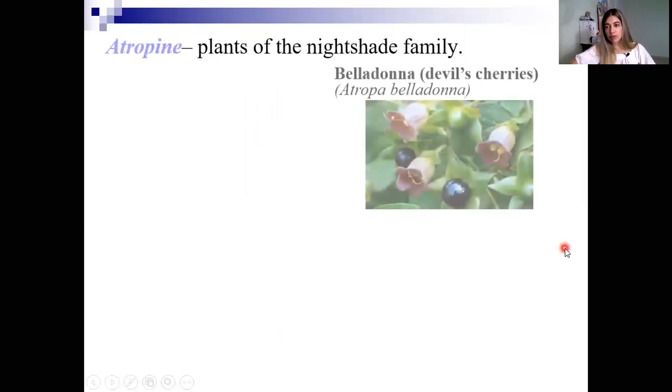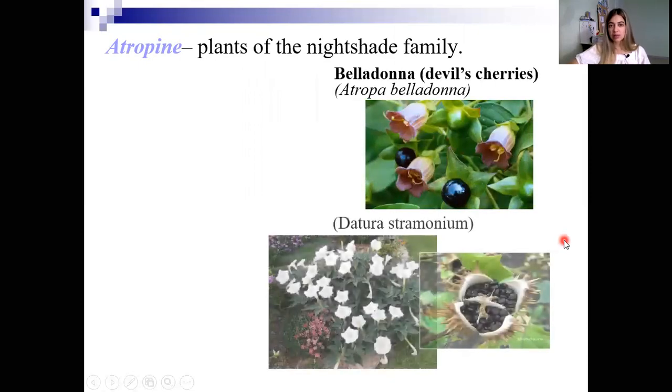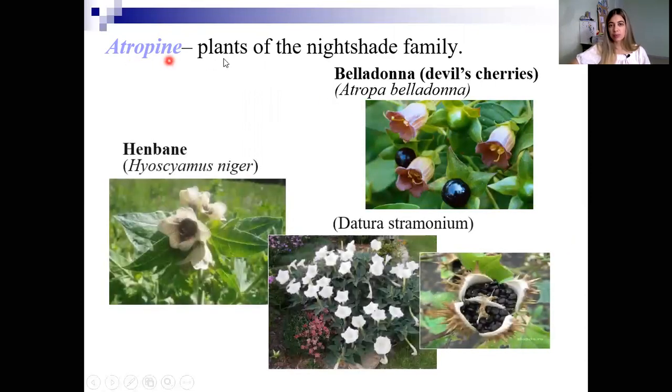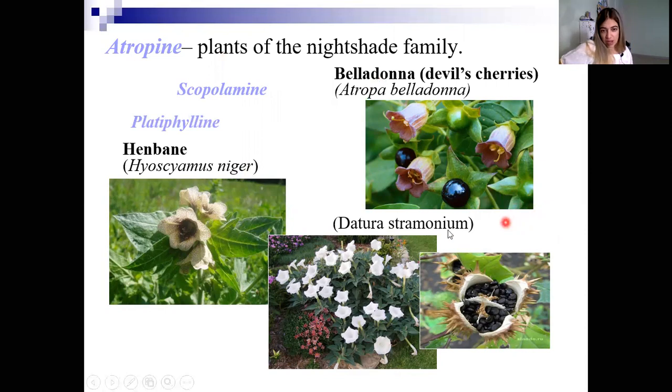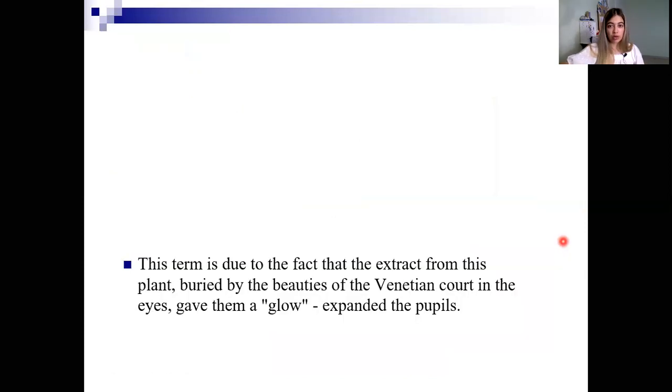Well, about the atropine itself, this is the drug which we get from the plant belladonna or henbane, and these alkaloids like atropine and scopolamine and platyphyllene are found in these beautiful plants. These drugs are very toxic because they have these alkaloids and they can affect all our organs and systems. So you should be aware of these drugs.